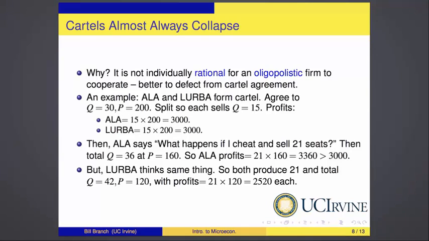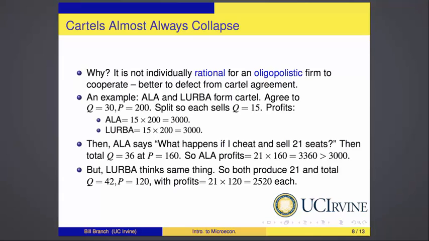And so Friday night, they get together in some back alley somewhere and they decide this is what they're going to do. They're going to sell seats at $200 and they're only going to sell 15 each. And that's an agreement. And then they go back to their offices happy about the agreement that they reached. But then the executives at ALA sit back and go, okay, so we agreed that we're going to sell 15 seats. You know, but maybe this guy can't really see what's happening. And so what happens if I cheat, instead sell 21 seats? So 6 more seats than were agreed upon.